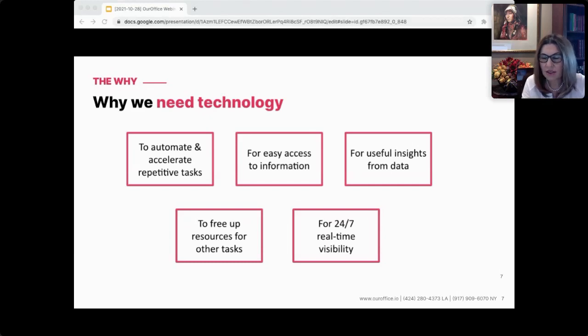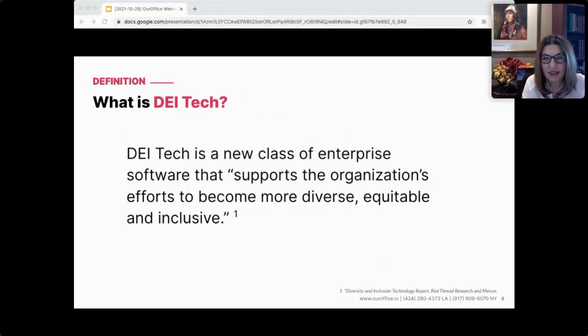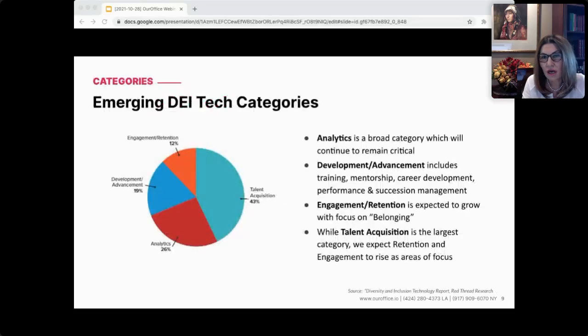So really, technology is a good thing, and in many ways has improved our lives and made it really possible to do many things. So it makes sense that we use technology for diversity, equity, and inclusion. That is what we call DEI tech. More specifically, DEI tech was first defined, I think, in the 2019 timeframe by a report that came out. It said DEI tech is a new class of enterprise software that supports the organization's efforts to become more diverse, equitable, and inclusive. So some of the ways that this enterprise software helps support the organization are shown here.